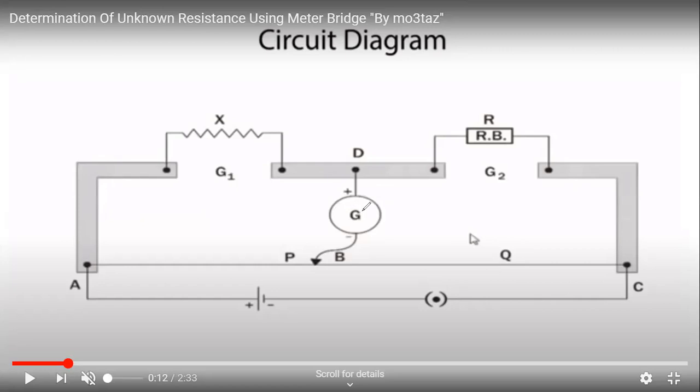Okay, what is the principle behind the working of the galvanometer? That is also very important. A current carrying coil placed in the presence of a uniform magnetic field will experience torque. That is the principle behind the working of the galvanometer.